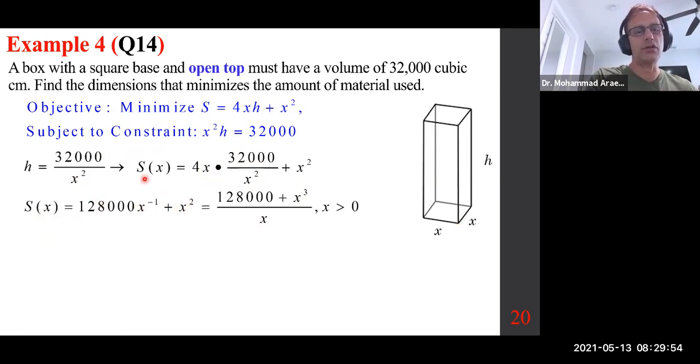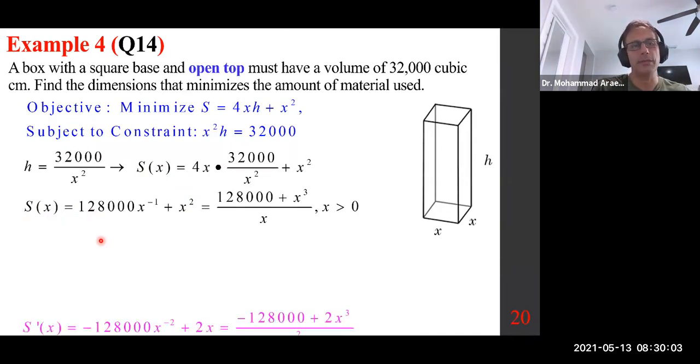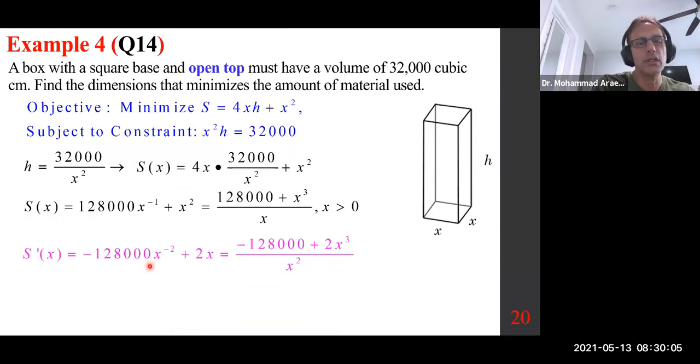So we get the function S prime of x. The reason we differentiate is because we are looking for critical points. This will result in negative 128,000 x to the power minus 2, and this results in 2x. From here to here is basic algebra because x squared is the denominator. You take a common denominator, and this is what you get. The reason we go this route is because of the next step: how do you find the critical points?